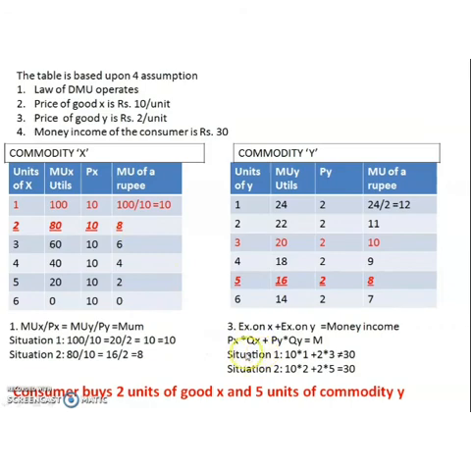So the consumer is in equilibrium when he buys 2 units of commodity X and 5 units of commodity Y. This is the maximum level of satisfaction he will get from the consumption of this bundle, that is, 2 units of good X and 5 units of commodity Y. Then it can be described with the help of a diagram also.